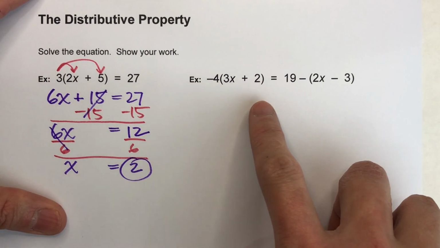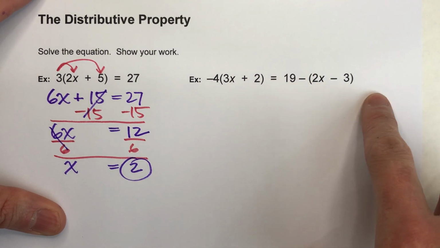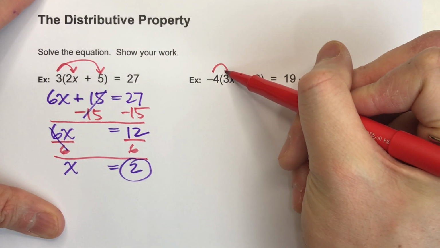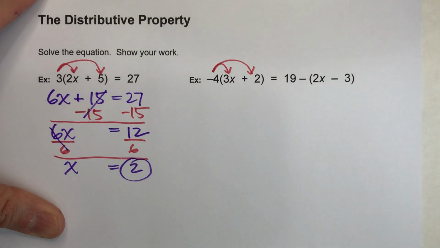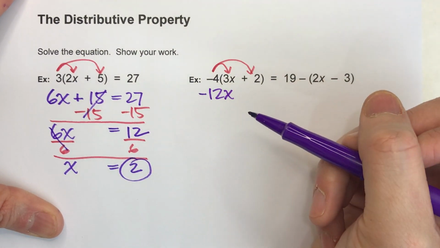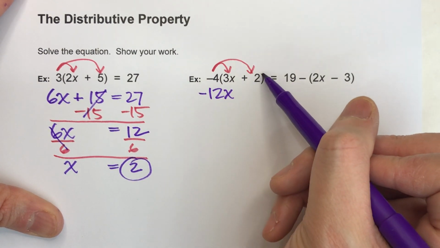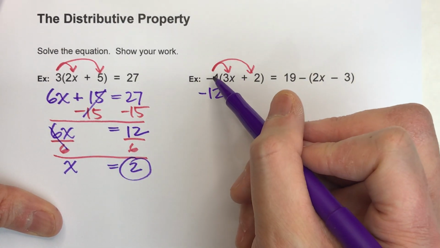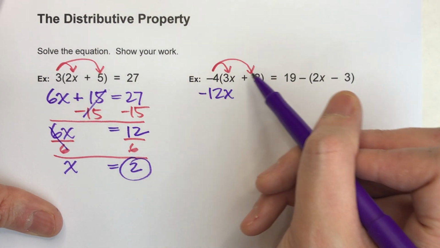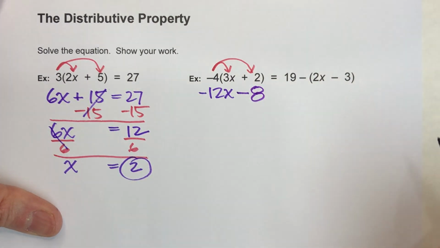We've got negative 4 times (3x plus 2) equals 19 minus (2x minus 3). So let's start on the left side. We're going to multiply everything in here by negative 4. Negative 4 times 3x is negative 12x. And then we've got a plus, but think of that plus as positive 2, kind of connected to that 2, because we're going to do negative 4 times positive 2. And negative 4 times positive 2 is negative 8, so I'm going to write minus 8.